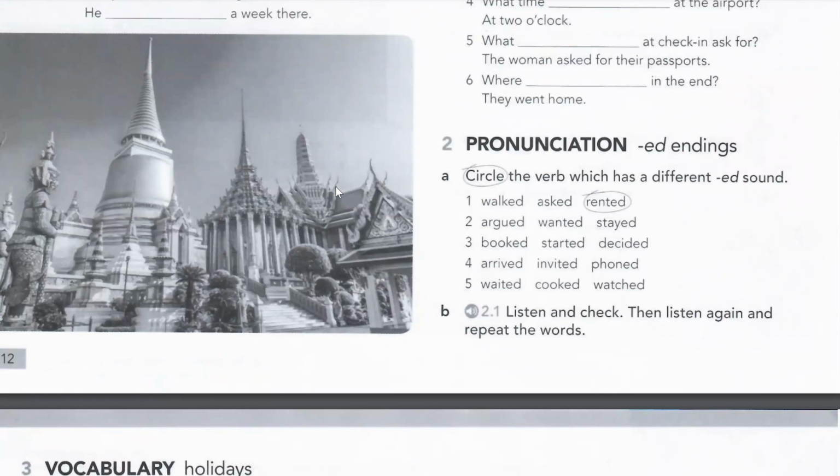Pronunciation relates to how to pronounce ED endings in past simple. Circle the verb which has a different ED sound. When the verb ends with ke, or che or she, for example, and we add ed to them, we say it as t, like walked or asked. But when the verb ends with t or d, and you add ed, then it will be id. So it's a different sound. Like rented, walked, asked. So walked, asked, rented.